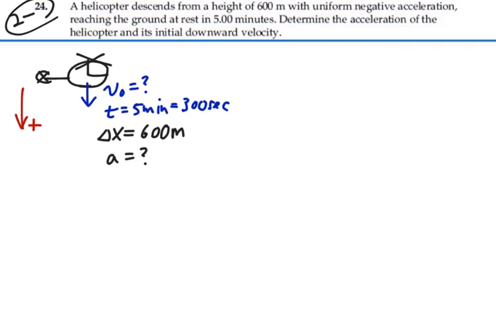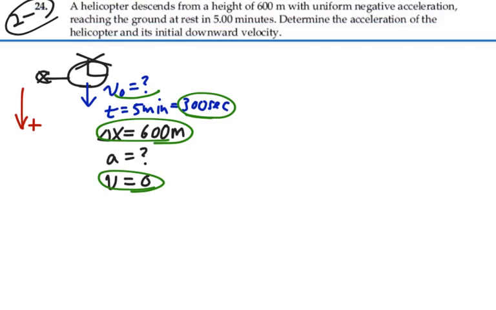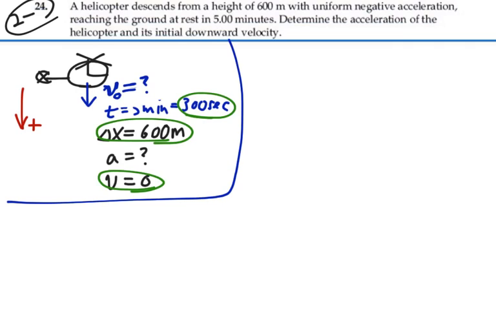But we do know that we basically end up at rest, so our final velocity is 0. So we do have 3 kinematic variables: time, displacement, and final velocity. And we were asked to find the initial velocity and the acceleration. So we have enough to do it. Let me correct this here. Sounds good.